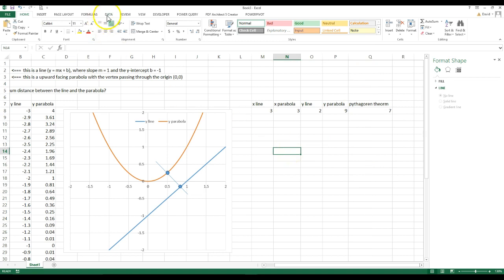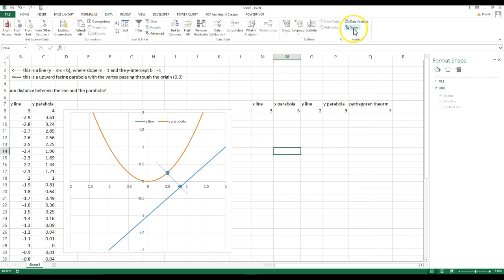What you're going to do is go to Data, and then go to Solver. Now, you may not have Solver. Solver doesn't show up unless you install it. So when you first install Excel, it won't be there, so you have to make it show up. Once you make it show up, it'll stay there.